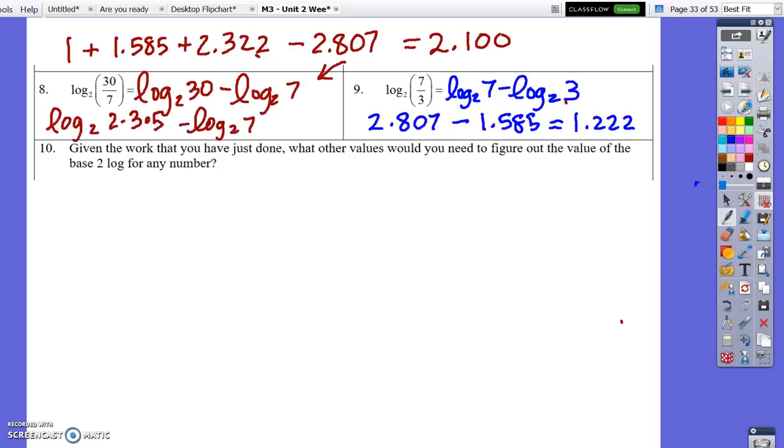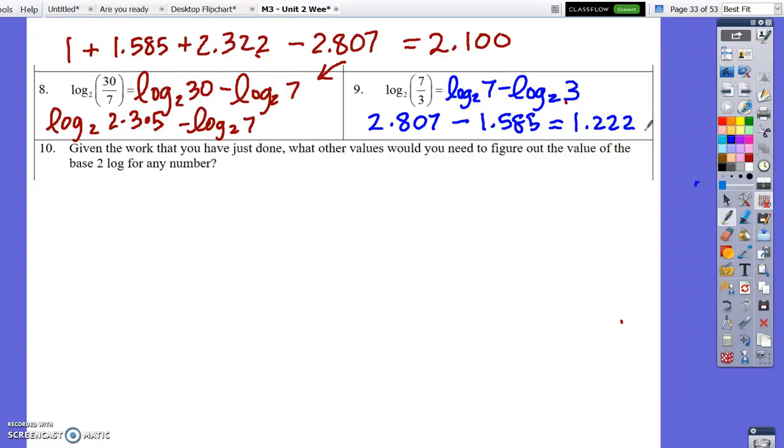So, I'll show my work for number 8 because there wasn't really enough room. And so I've broken up, this is 30 and 7, so the minus sign in between. And then 30 I've broken up into 2 times 3 times 5. And I've strung out my plus signs up here without writing log base 2 of 2 plus log base 2 of 3 plus log base 2 of 5. I just didn't write that step down. So, and there's my answer there of 2.1. And then over here I've got the answer of 1.222.